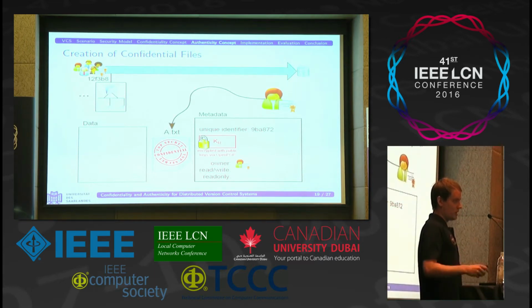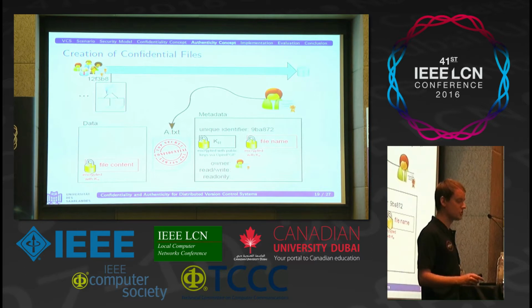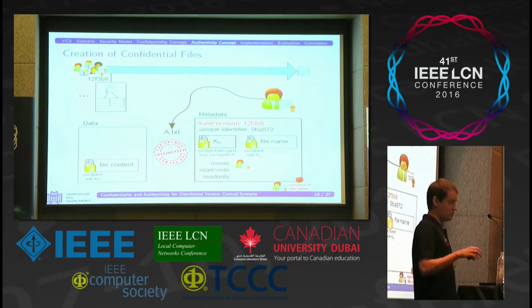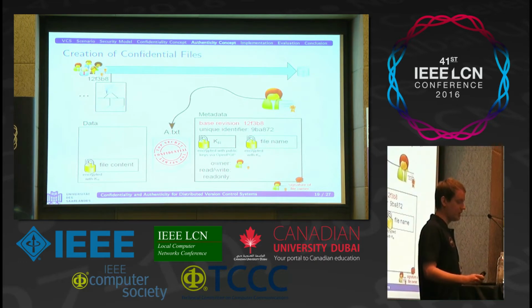Afterwards, she generates the file-specific key at random and encrypts it with the public keys of all authorized users, so only herself in this case, and then she uses this key to encrypt the file's name and content using the encryption scheme shown before. And finally, she adds the base revision based on which the confidential file was created to the metadata object.